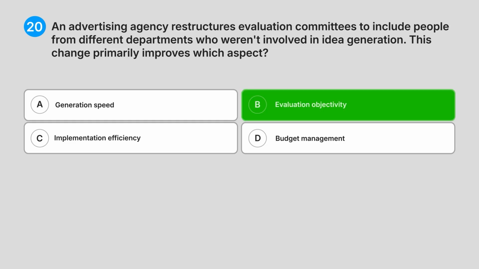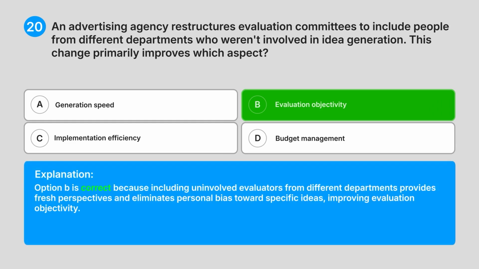Correct answer, B. Evaluation objectivity. Explanation. Option B is correct because including uninvolved evaluators from different departments provides fresh perspectives and eliminates personal bias towards specific ideas, improving evaluation objectivity.